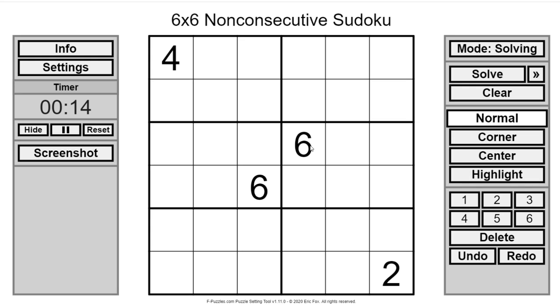Let's see. Five can't go next to a 4 or 6. I feel like that could be important.